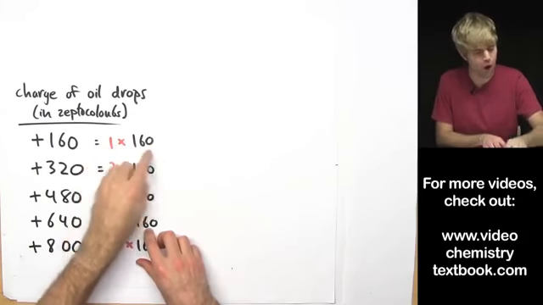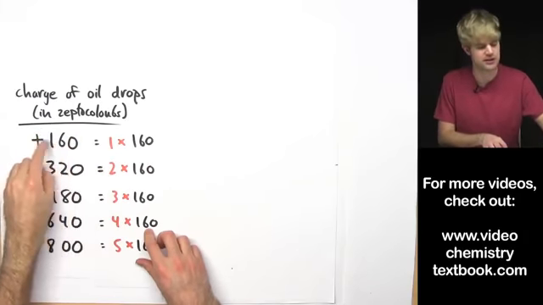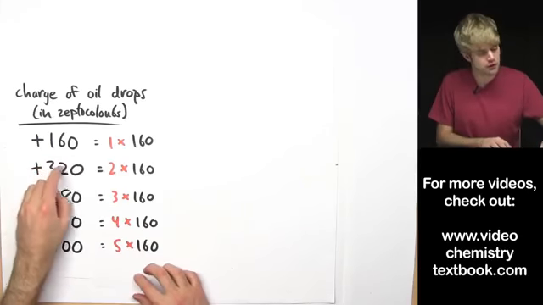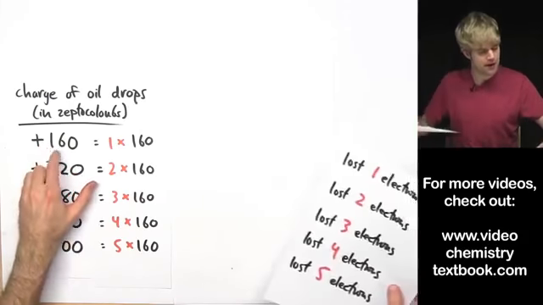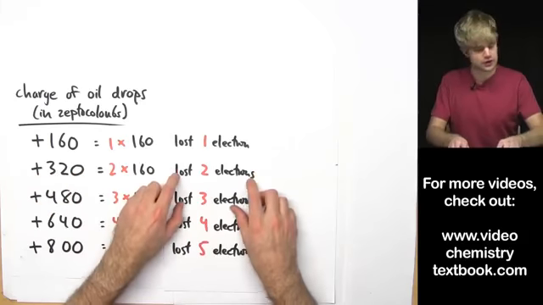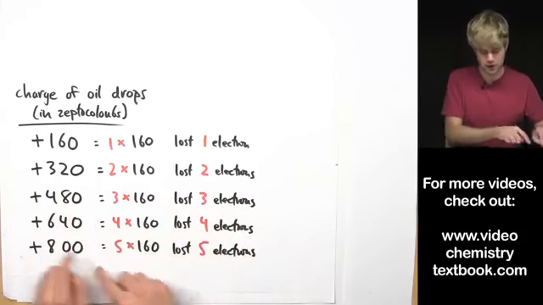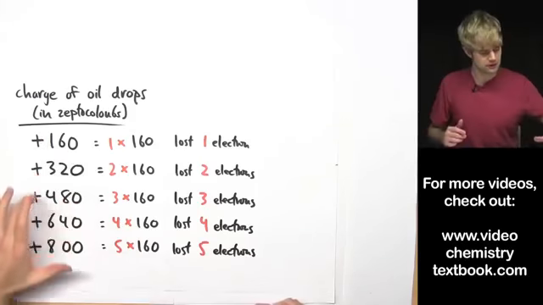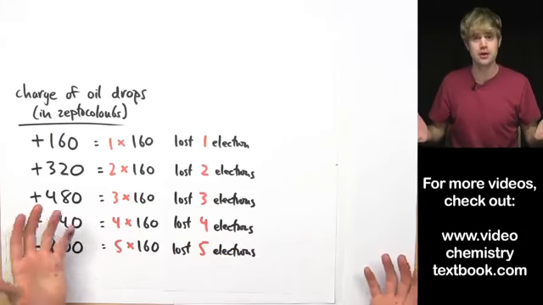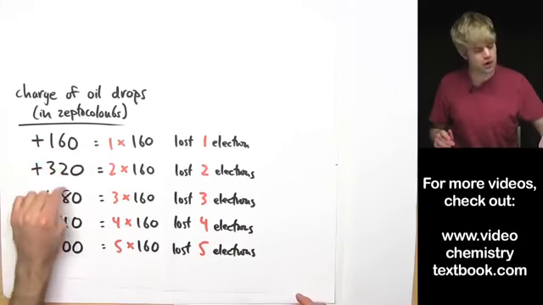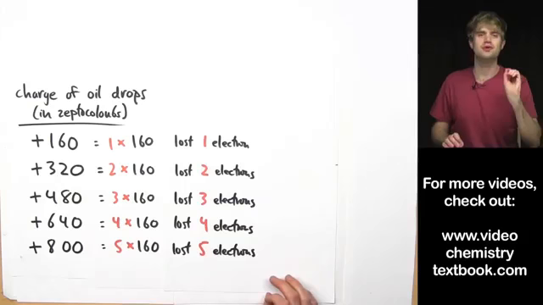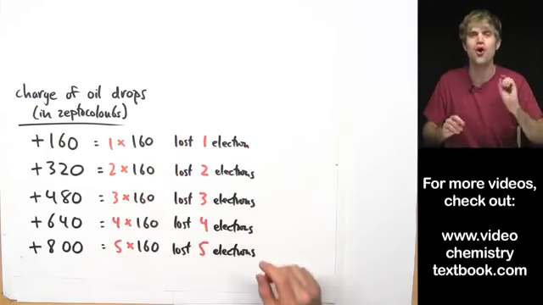Because if you lose 1, you have 160 plus charge. If you lose 2 of them, you have a plus charge of 320. So the drop that has this charge lost 1 electron. The drop that has this charge lost 2. This one lost 3. This one lost 4. This one lost 5. That's where the positive charge is coming from, because the drops are losing different amounts of electrons. But they see that the charge difference is always a multiple of 160, the smallest amount of charge that you can lose when you lose 1 electron.